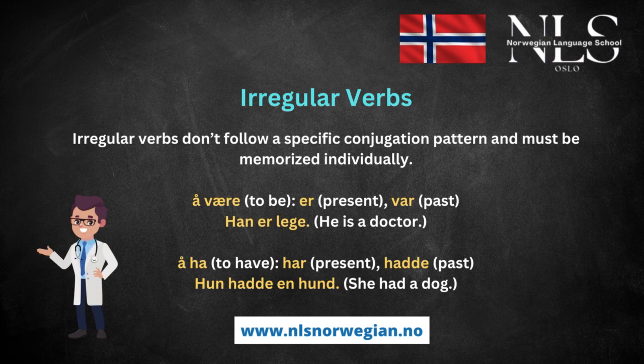Irregular verbs. Irregular verbs don't follow a specific conjugation pattern and must be memorized individually. These verbs are less common than regular ones, but are often used in everyday conversation. Some examples include å være, to be. Er, present tense. Var, past tense.